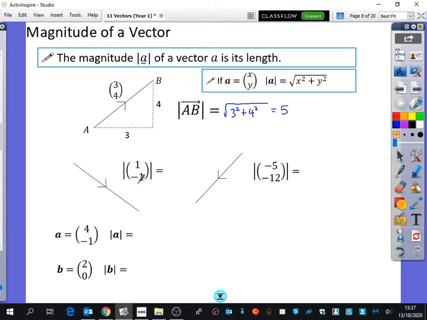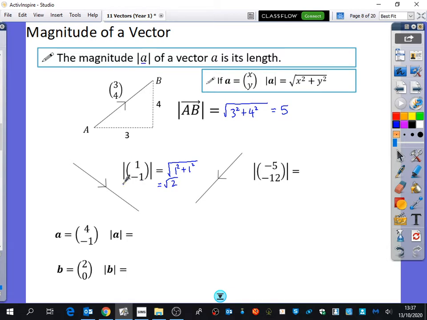So even in this one that I've got here, where I've got (1, -1), meaning it's going 1 across and 1 down, what would that be as the magnitude? 1 squared plus 1 squared. We don't have to worry about the negative, which is just the square root of 2. So the length of the vector (1, -1) is just root 2. And root 2 is roughly 1.41, so it's about 1.41 units long, okay?